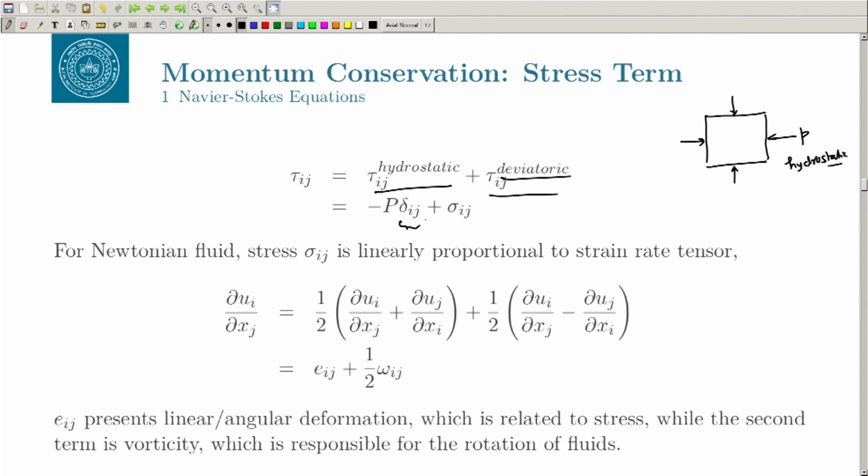Now, just to represent it properly in tensor form, I am introducing a Kronecker delta. Delta ij is the Kronecker delta, I hope I am right. So, what is the property of this Kronecker delta? So, delta ij is equal to 1 if i is equal to j, otherwise it will be 0. If i is not equal to j, then this will become 0. So, the delta ij value will be 0.